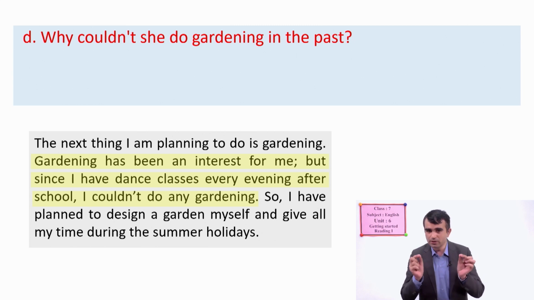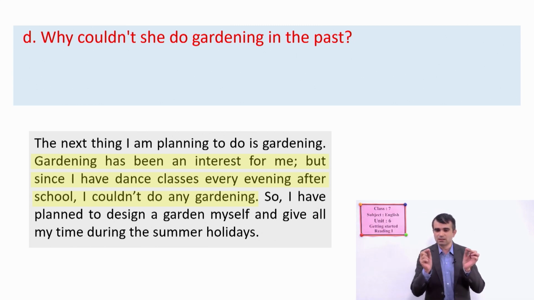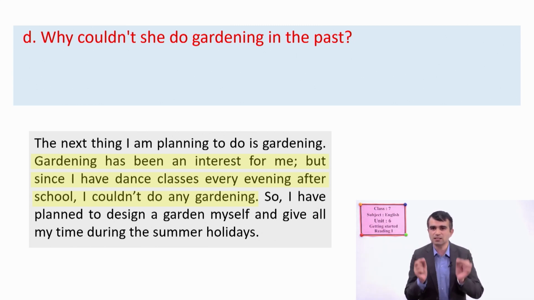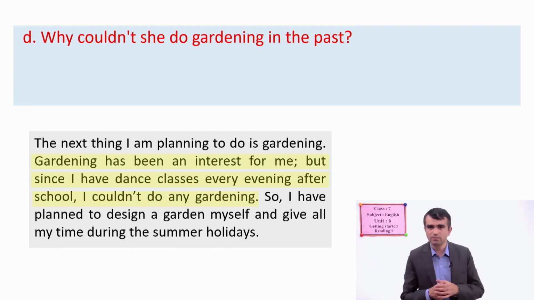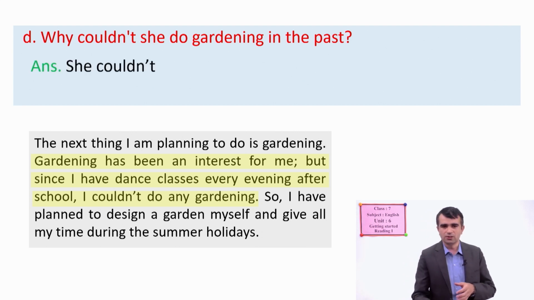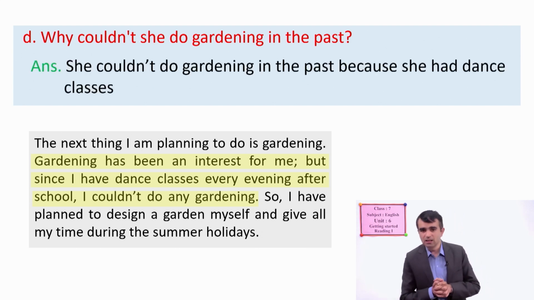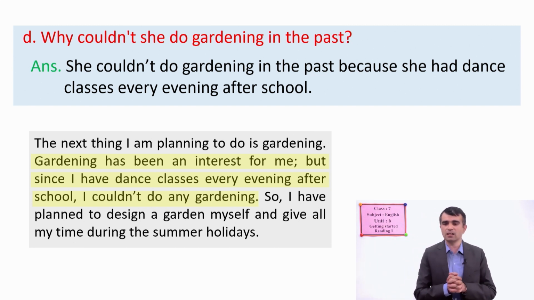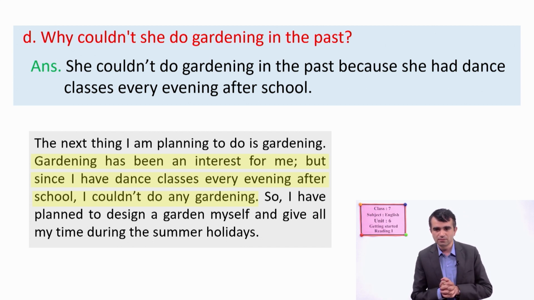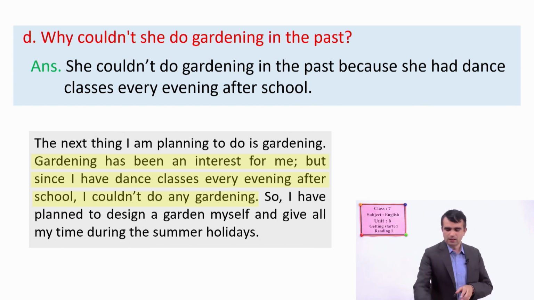So why couldn't she do gardening in the past? Because she has dance classes in the evening. She has dance classes after school. So she didn't have time. Is it so? Well, one simple answer is, she couldn't do gardening in the past because she had dance classes every evening after school. Is it so? Okay.